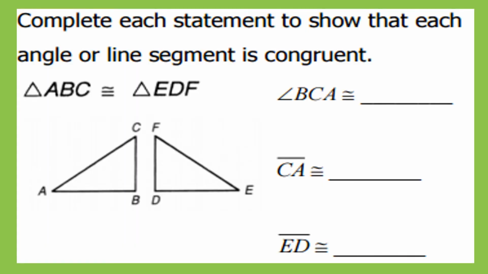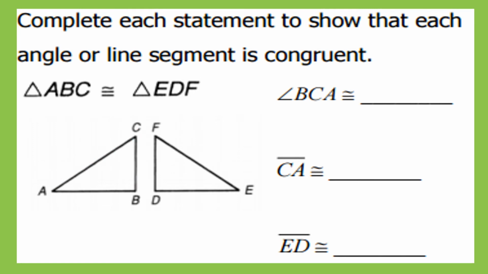All right, so what are these questions going to look like when we talk about congruency? Well, here it says complete each statement to show that each angle or line segment is congruent. Here we have the triangle ABC. And we know it's saying the triangle because we see this little triangle mark right here. So that's how we name the triangle, triangle ABC. And the first question says angle BCA. Now it's very important that we keep that order in mind. BCA. It has to go in that order, BCA.